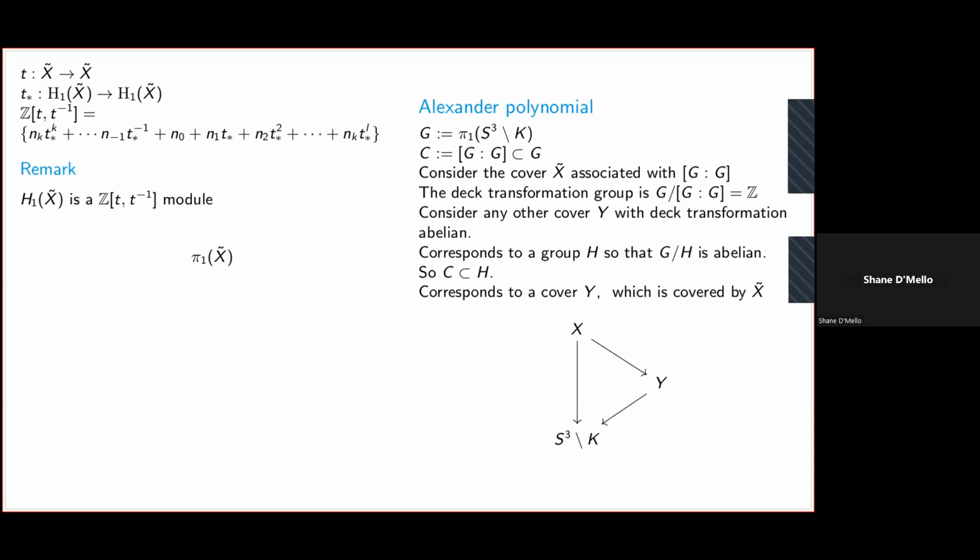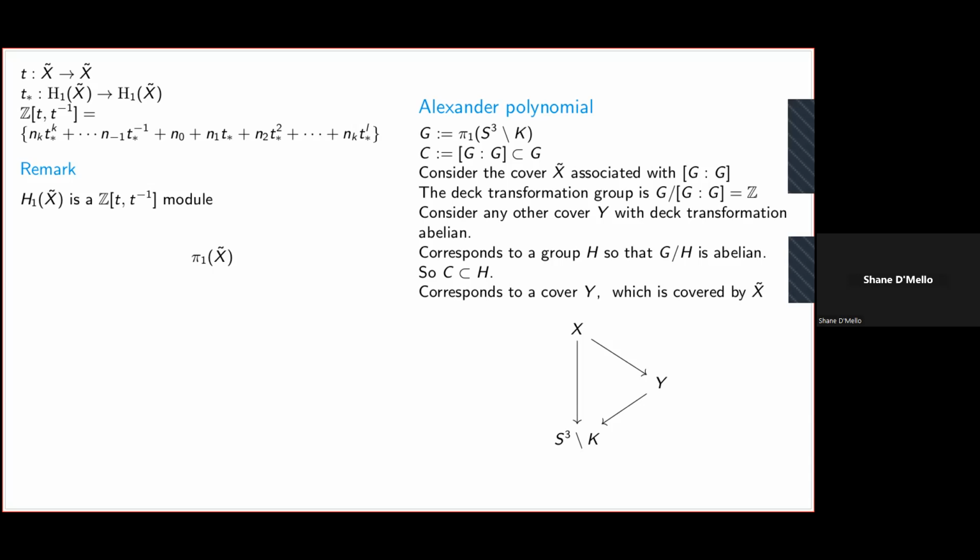Anyway, I don't want to go into the details. They are there in Ralston's book, and that's why I'm being sketchy about it. But the point is that there is a way of actually getting this information. But we're going to do something else. We're going to try to extract this from the fundamental group itself.